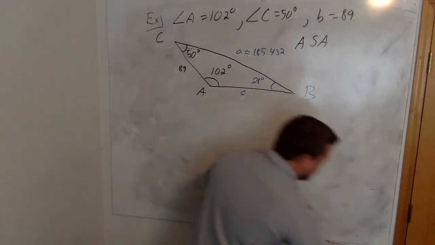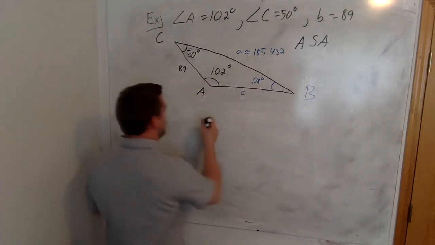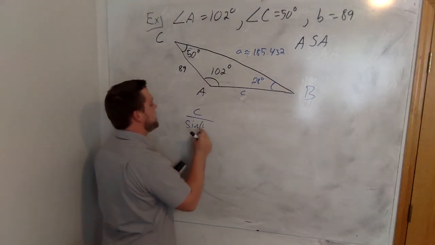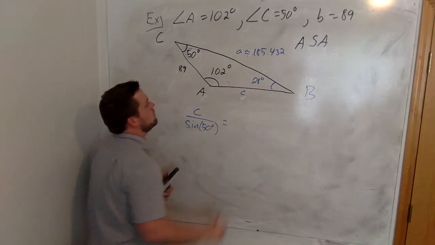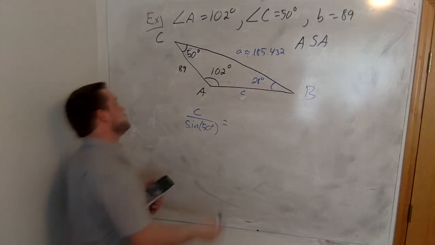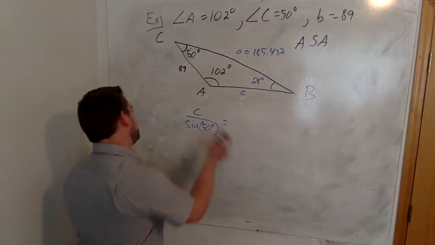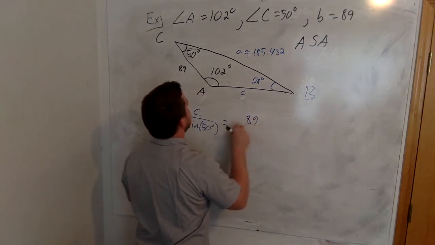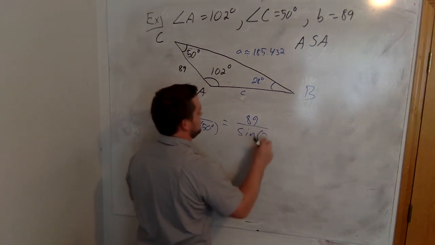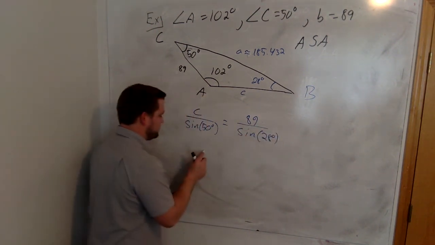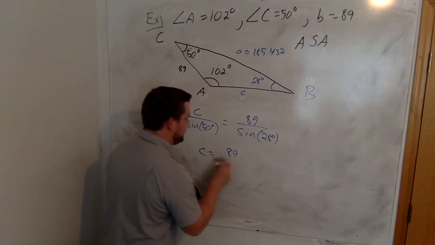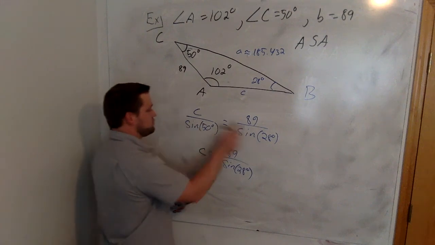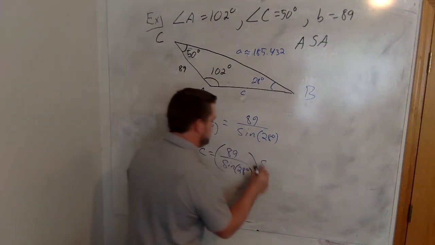Okay, let's try to find side length C. We would have C over the sine of 50 degrees. Okay, we could work with A or B here. I'm going to work with B again because I know 89 is exact here. So 89 all over the sine of 28 degrees. So C will be equal to 89 all over the sine of 28 degrees. I'm just multiplying both sides here by the sine of 50 degrees.